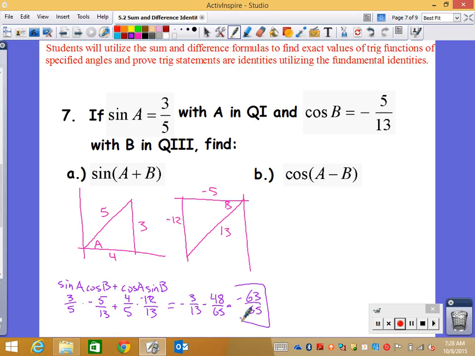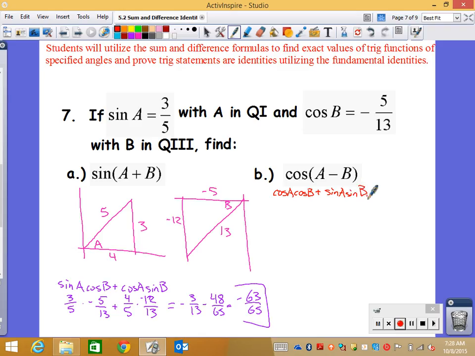Now let's do another one, the cosine of A minus B. Again, I'm using the same triangles. Let's use red here. So I'm going to break this apart using my cosine difference. Well, that's equal to the cosine of A, cosine of B. With cosine, it's opposites. This is a plus, sine A, sine B.